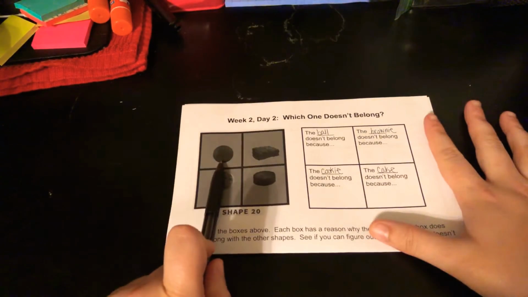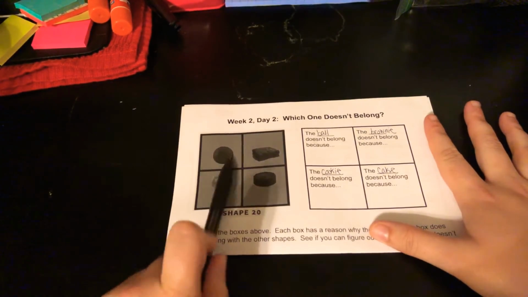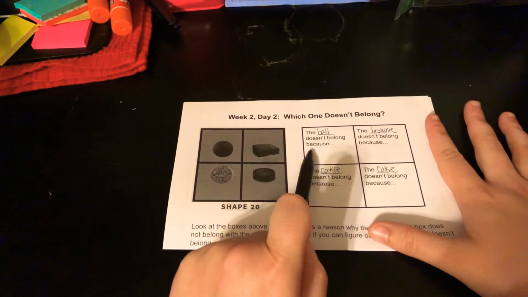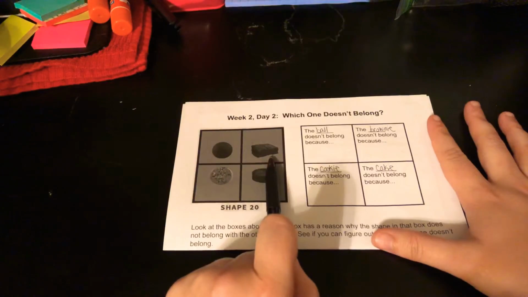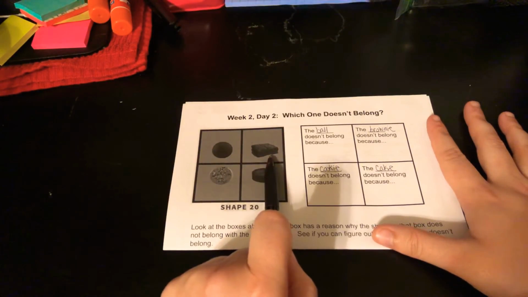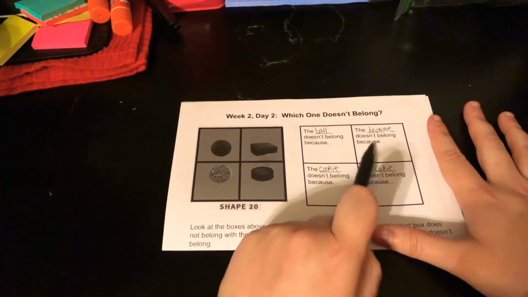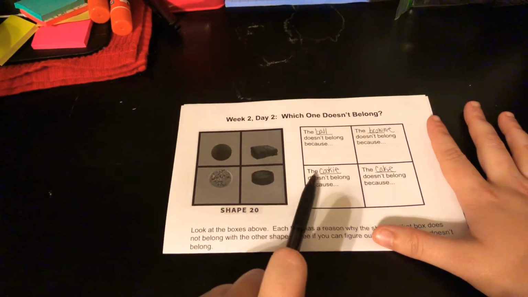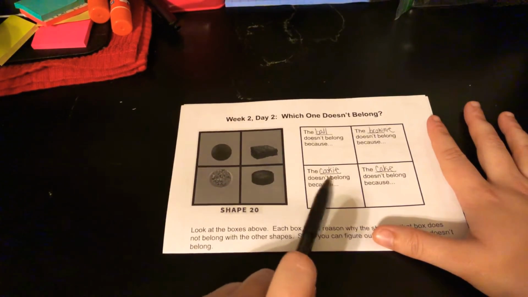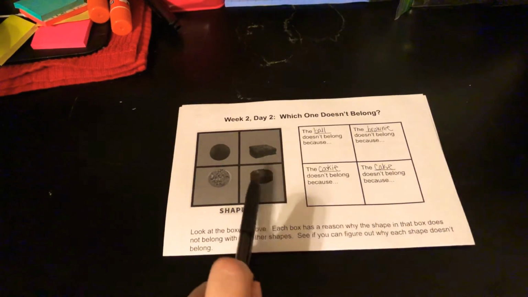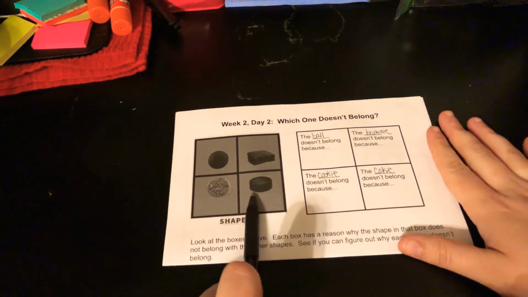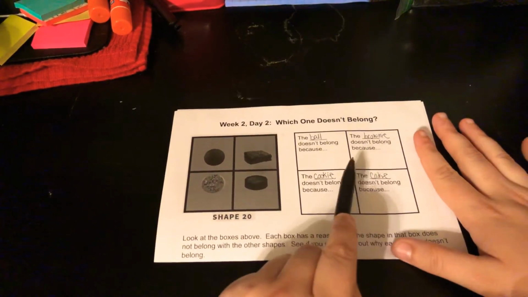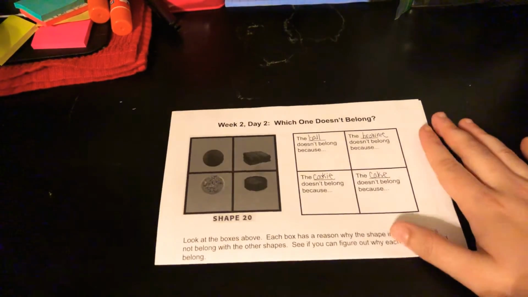I said this box right here has a ball, so I put the ball doesn't belong because. This box I said looks like a brownie, so I said the brownie doesn't belong because. This one I said looks like a cookie because of the sprinkles, so I said the cookie doesn't belong because. And then this one I was up in the air between a cake and a hockey puck, but I'm just going to say cake because it's a shorter word. So the cake doesn't belong because.